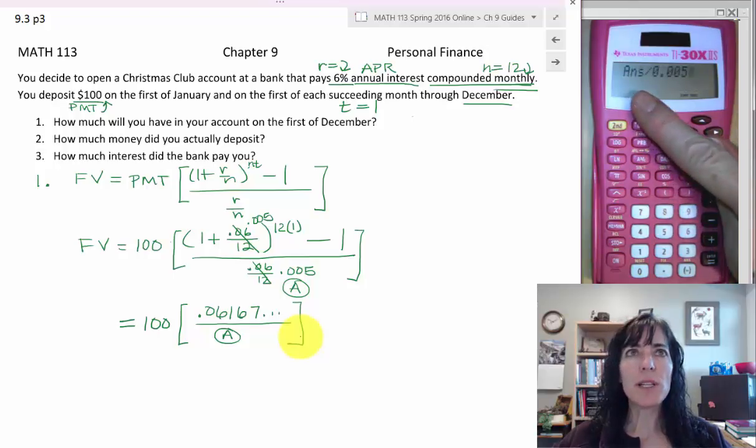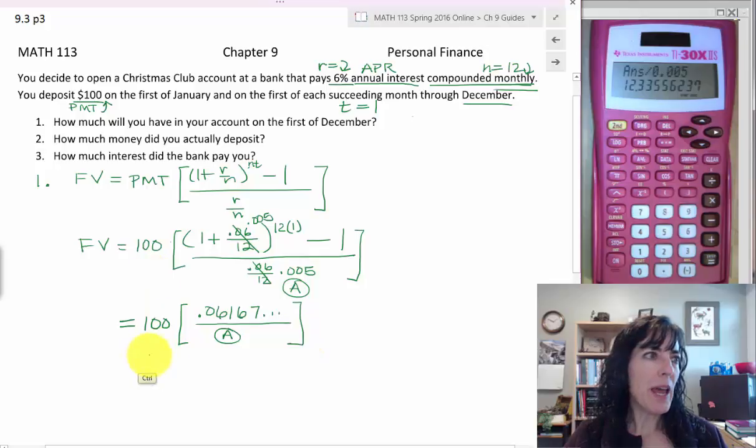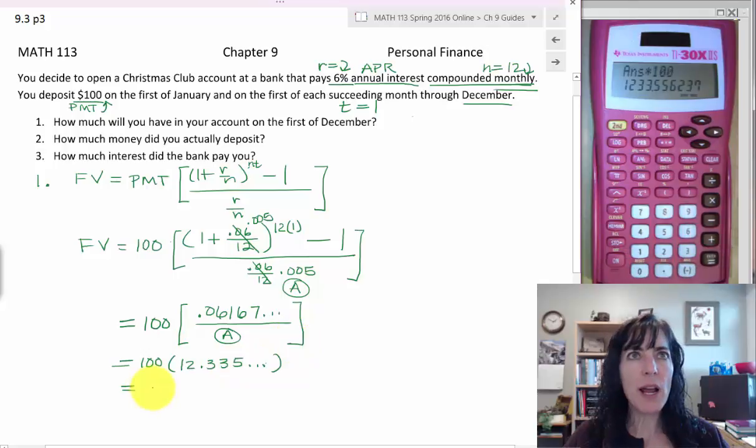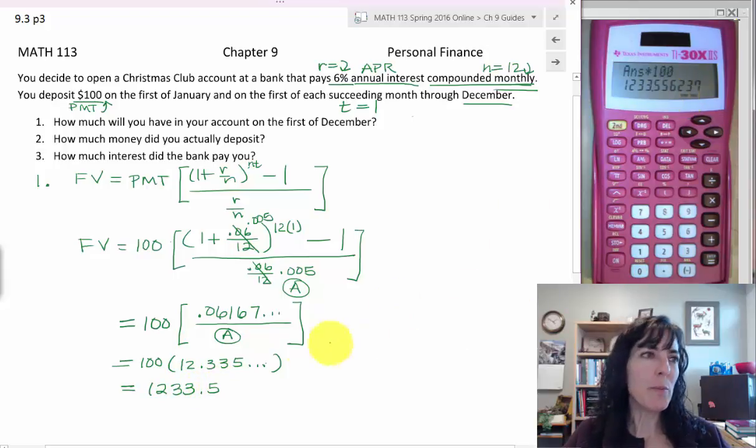Now it's showing that it's going to take my answer divided by that 0.005 that I stored. And so I'll say, yes, that's what I want to do. Push enter. And now I have equals 100 times 12.335. And so now last thing, times 100. So I have $1,233.55, but I'm looking at the next digit and it's a 6, so I'm going to bump that 5 up to the next one higher, which will also be a 6. So we will have $1,233.56 in the account December 1st.